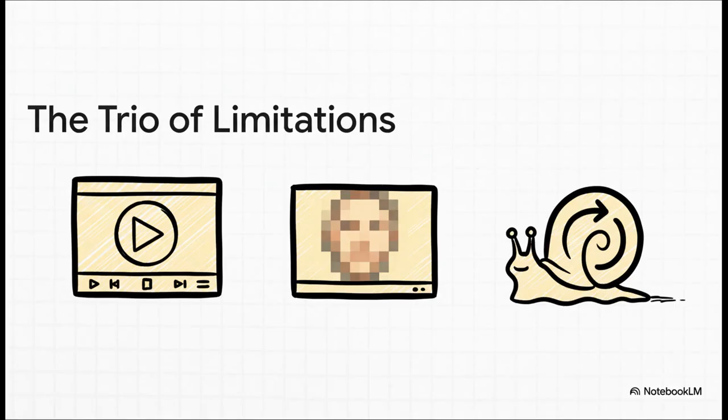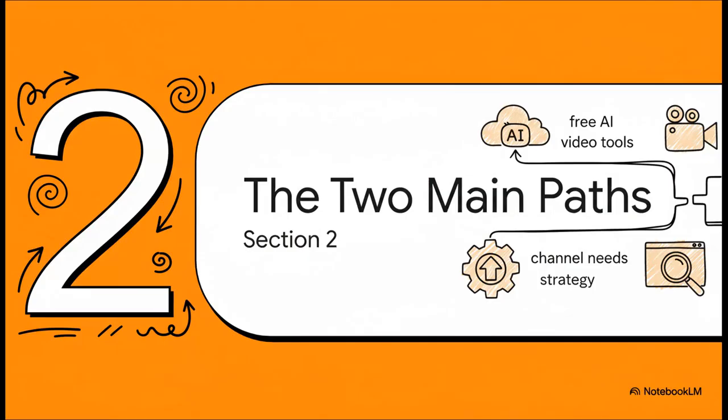And beyond just running out of credits, you're going to run into this trio of limitations on almost every single free platform. You've got the watermark, which kind of screams, I made this with a free tool. You've got the low resolution, usually capped at 720p, which is below what viewers expect. And then you've got slow rendering, because free users are always in the slow lane, which can totally mess up your upload schedule.